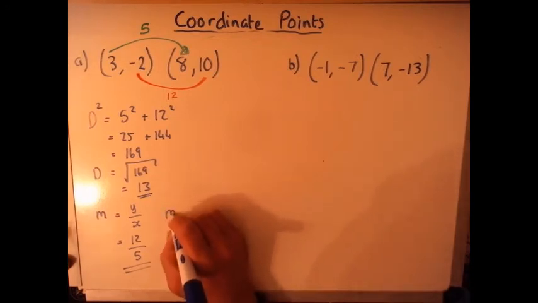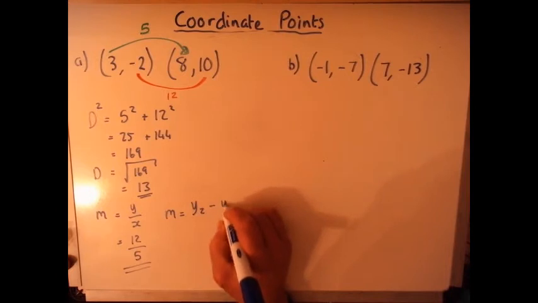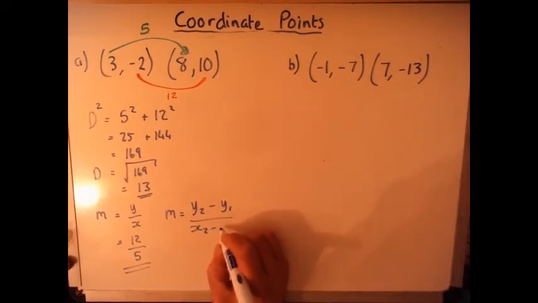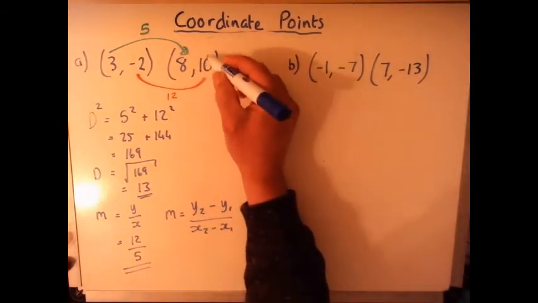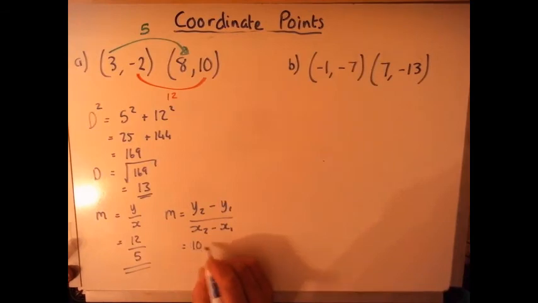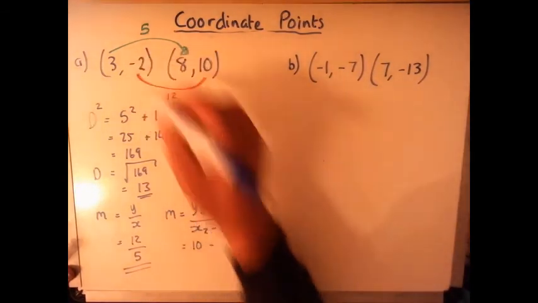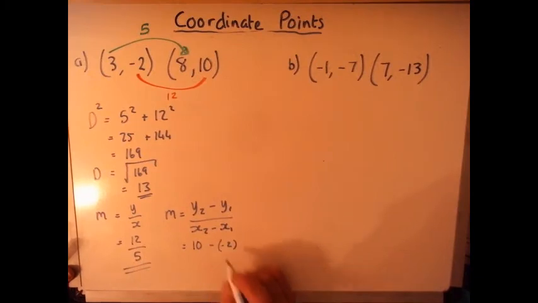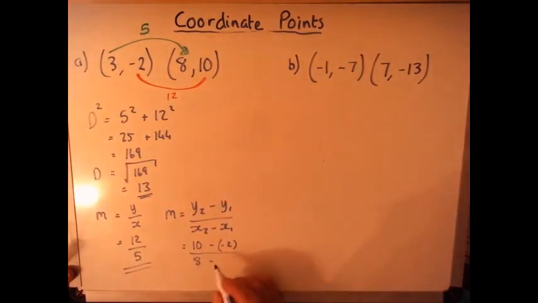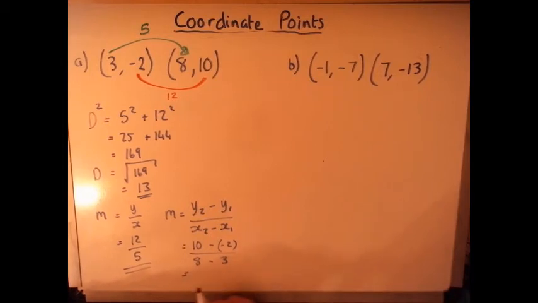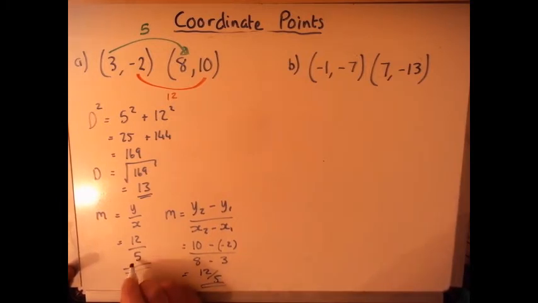If you are using this formula, then y2 minus y1 over x2 minus x1. Wee reminder, y2, the second point, y value. So I get 10 minus the first point, y value, which is minus 2. And then x2, x value of my second point, which is 8. Take away x value of the first point, which is 3. But all I get here is 10 take away -2 is 12. 8 take away 3 is 5. I get 12 over 5 again.